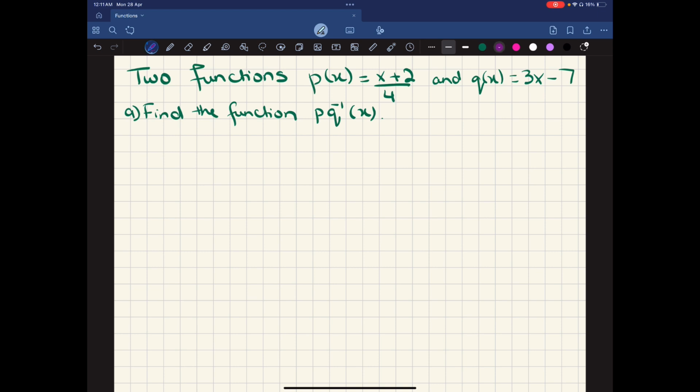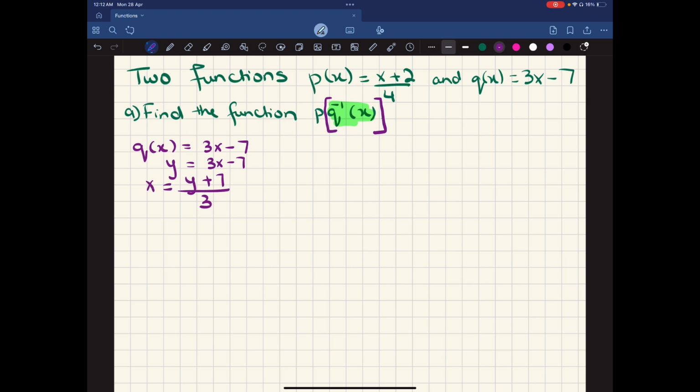We'll do the second part later. So we know that two functions are in question, so this is a composite function. Let's place our brackets. So what do we need first? We need this function q inverse of x. Now where is q of x? q of x is 3x minus 7. We need to find the inverse function. We're going to equate it to y, then make x the subject.